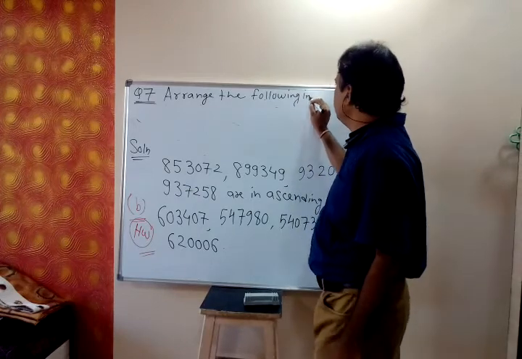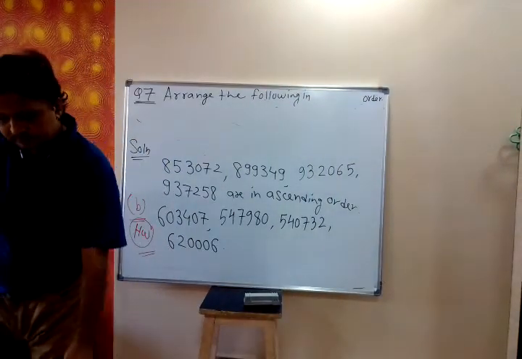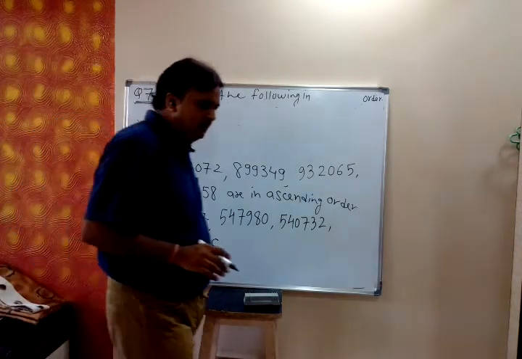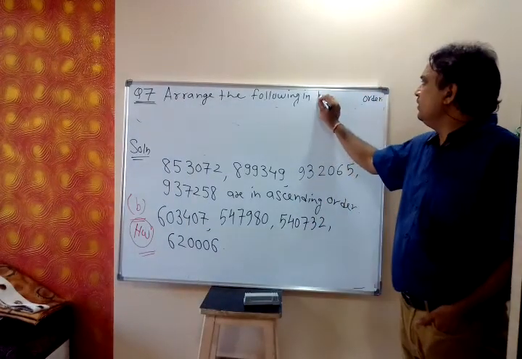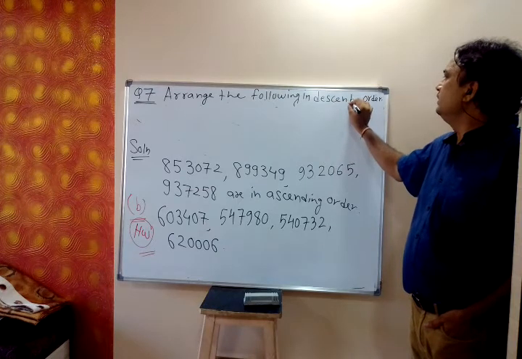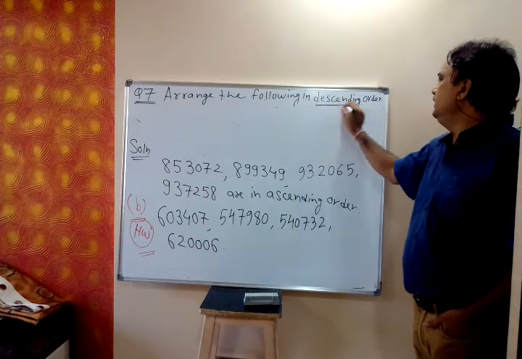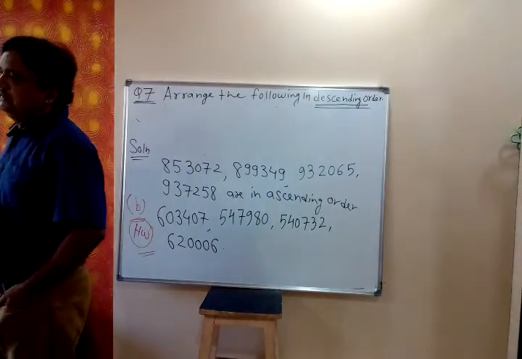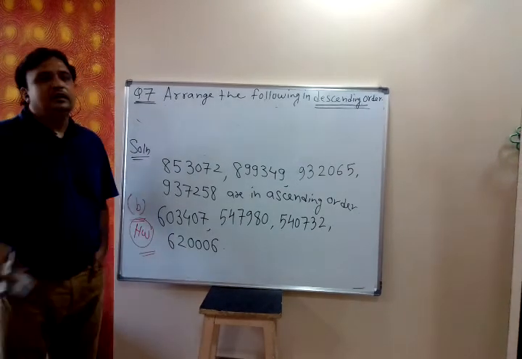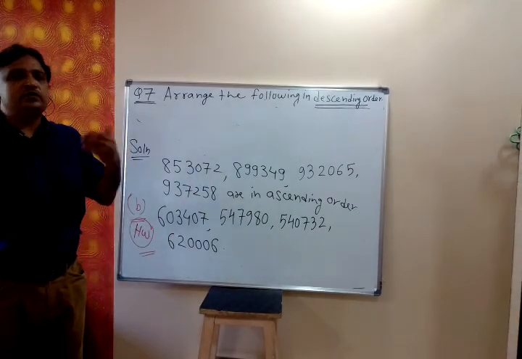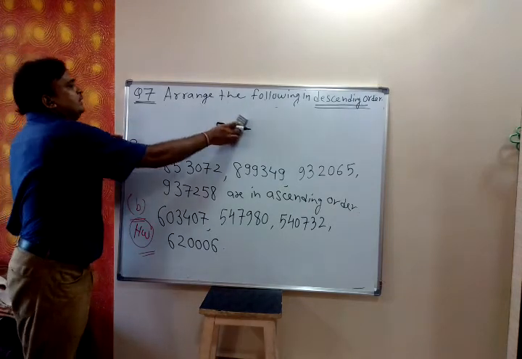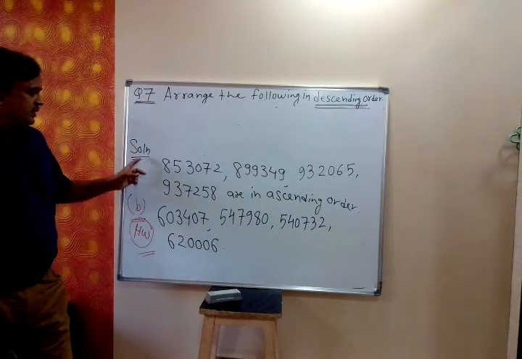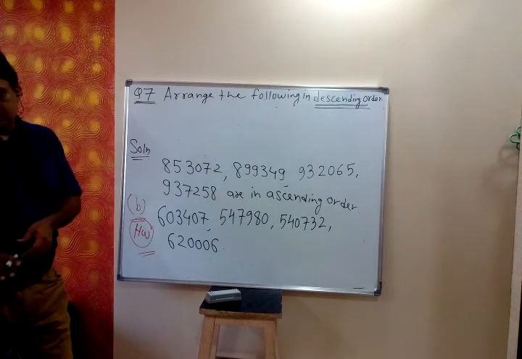We have to start question number 7. Arrange the following numbers in descending order. Descending means decreasing order or bigger to smaller, or reducing order. Whichever you say, decreasing means bigger to smaller. Question number 7. Question number 6, B part is homework.